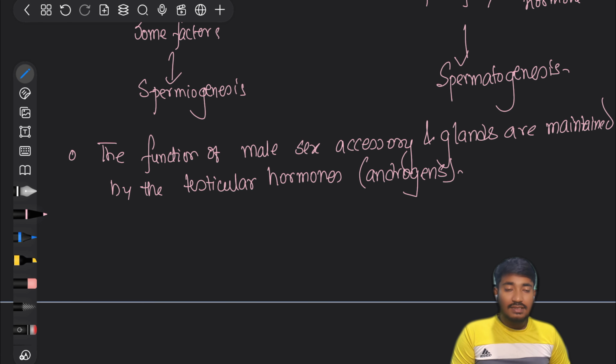So this is gametogenesis, and I will stop here for today. In the next lecture, we are going to start the structure of the gametes as well as the hormonal regulation in females and the menstrual cycle.